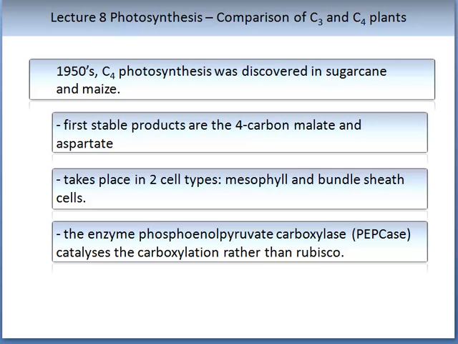In the 1950s, C4 photosynthesis was discovered in sugarcane and maize. First stable products are the 4-carbon malate and aspartate. It takes place in two cell types called mesophyll and bundle sheath cells. The enzyme phosphoenolpyruvate carboxylase, or PEPC for short, catalyzes the carboxylation rather than rubisco.